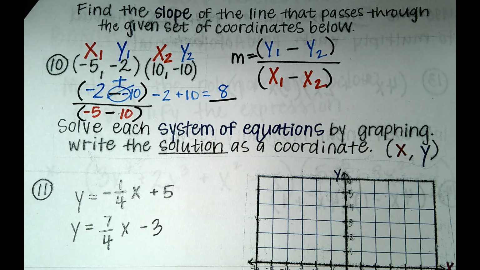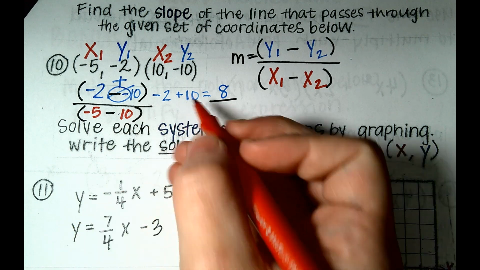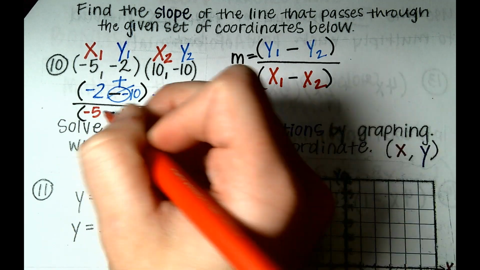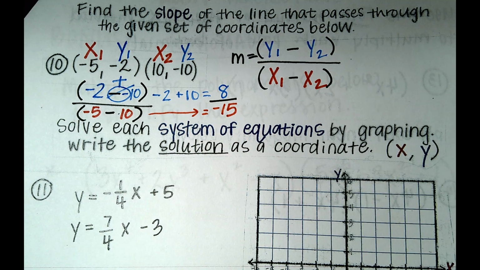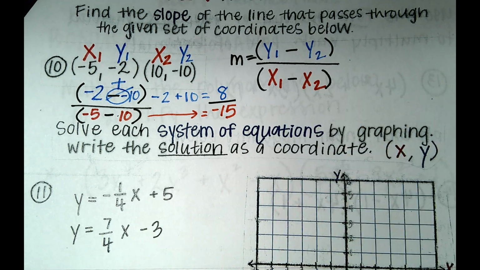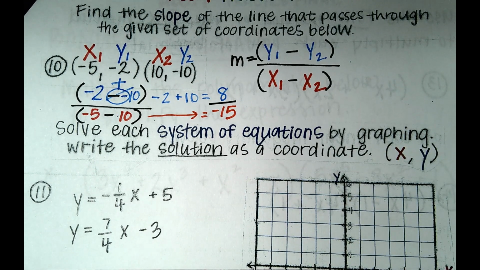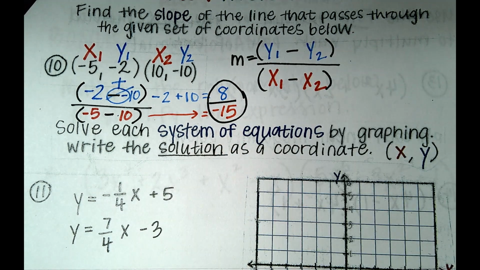Now I have -5 minus 10. Yes, that is -15. And that would be our answer, 8 over -15. You could also say -8 over 15. Both are correct. Any questions about number 10? Any questions?